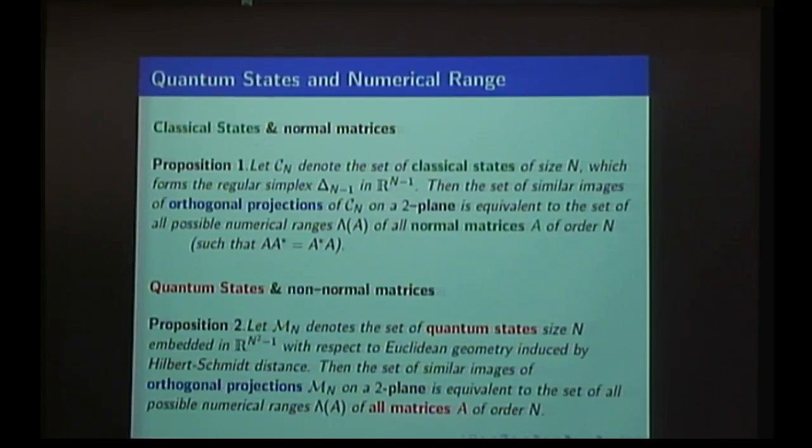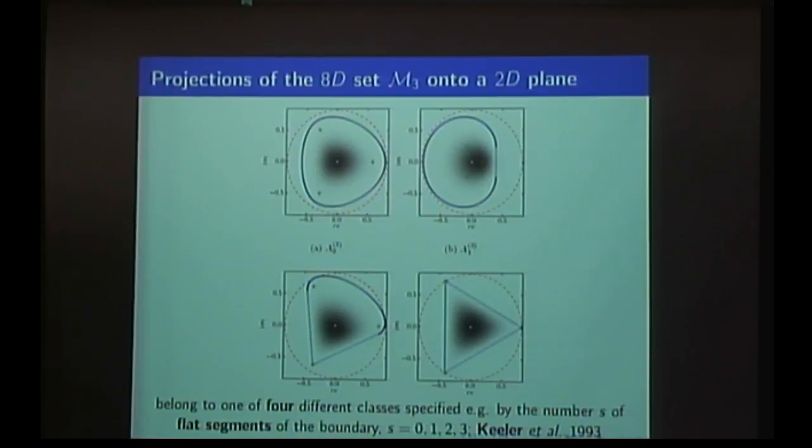So what it means is that if we study those numerical ranges, we can see the projections of this huge dimensional object onto the plane. Here are some examples. Finally, this is the generic case. Here you see there's one flat part, two flat parts, and three flat parts. This is the polygon, which corresponds to a normal matrix, and they are more or less classified.